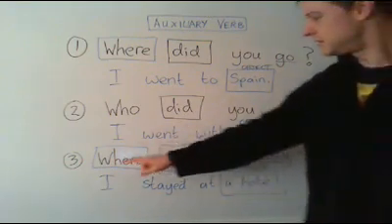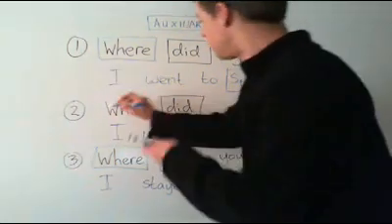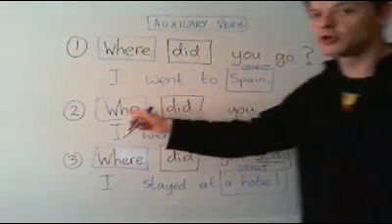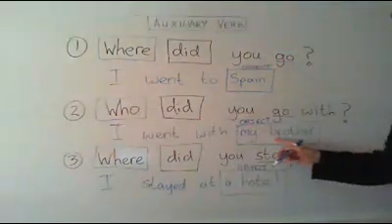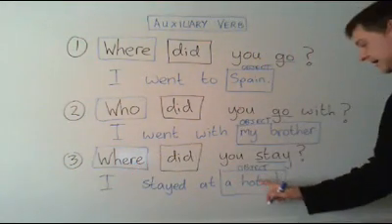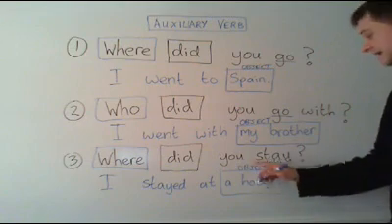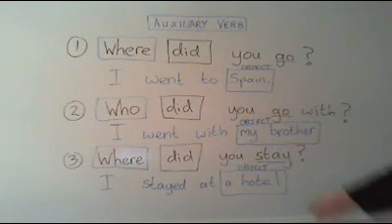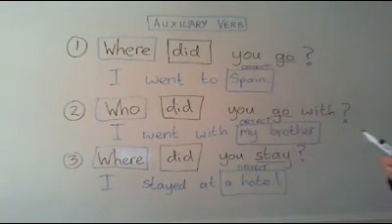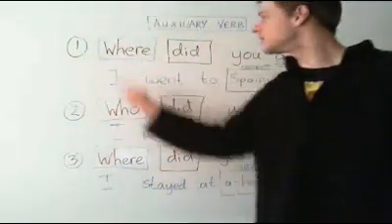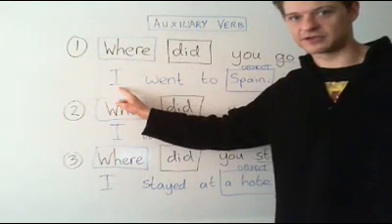So when we answer the question where, Spain, it's the last word of the answer. Who, my brother, it's the last word of the answer again. And where, a hotel, it's the last word of the answer. If the last word of the answer answers the question word, then we need the auxiliary verb did. Now I want to show you some situations where we don't need an auxiliary verb because the question word is the subject. It's the first word.